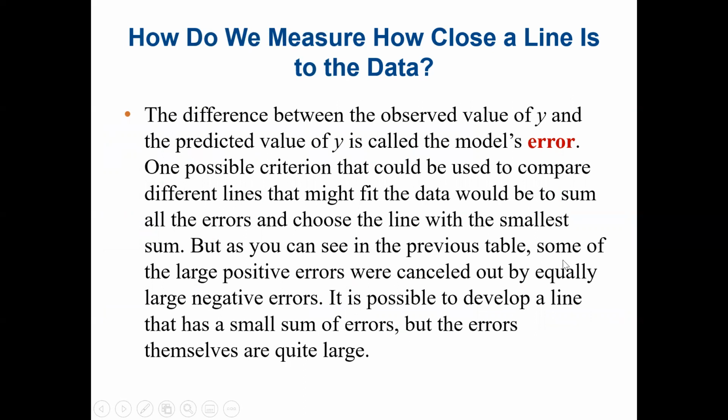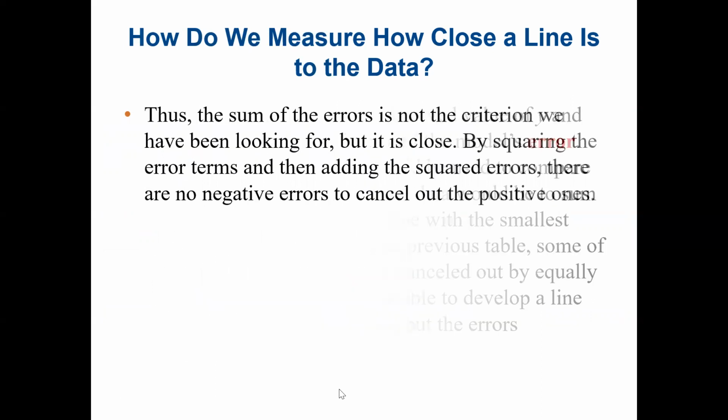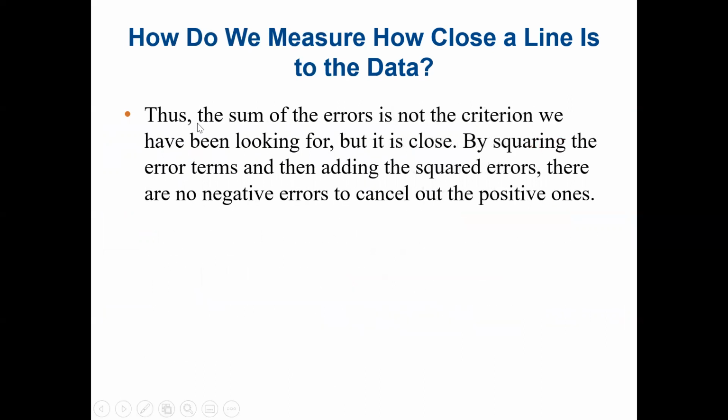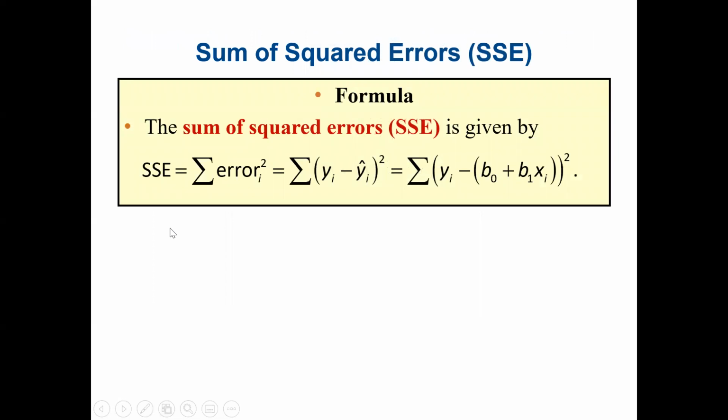As you can see in the previous table, some of the large positive errors were cancelled out by equally large negative errors. It is possible to develop a line that has a small sum of error, but the errors themselves are quite large. So that's why, again, we have to square the error. The sum of the errors is not the criterion we have been looking for, but it is close. By squaring the error terms and then adding the squared errors, there are no negative errors to cancel out positive errors. So that's better. It is the same concept as finding the variance or standard deviation.